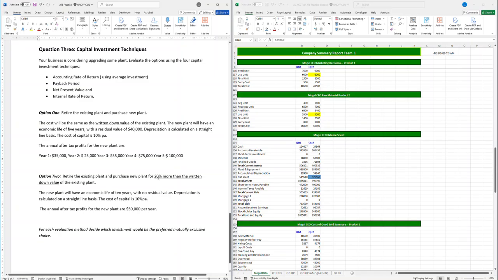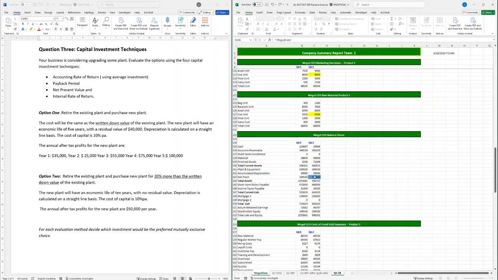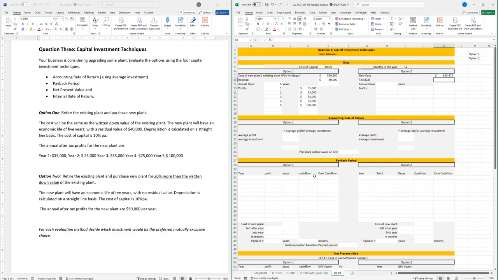But what they say is 20% more than the written down value. So the value of the cost at new will be equals to 529560 times 1.2. Okay, that's 635,473. Be patient with me. So let's keep going. And then the next one is the new plant with 10 years of life.